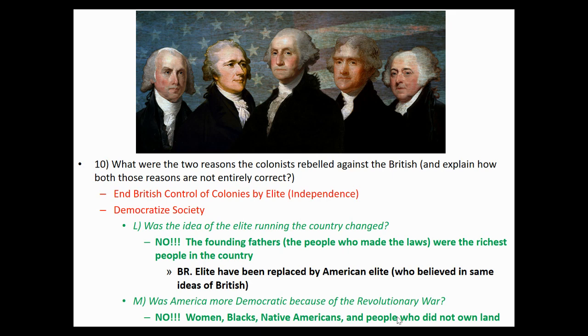So then, what's changed and what's better? Well, the difference now is, as I said earlier, America is now an independent sovereign nation, and it's free to run itself and to try to make itself a more perfect union. And those groups, women, blacks, Native Americans, poor people in America, are going to have, as time goes on, a greater say in this country.